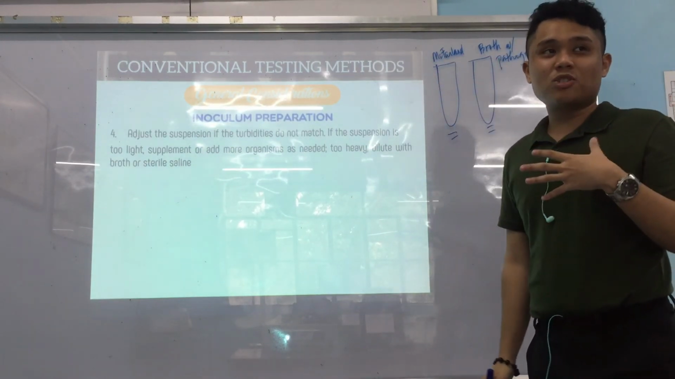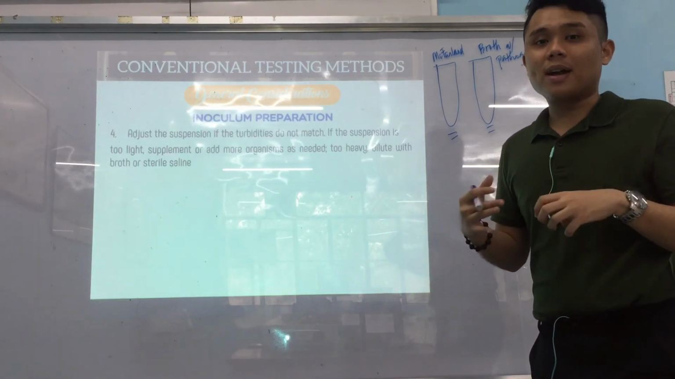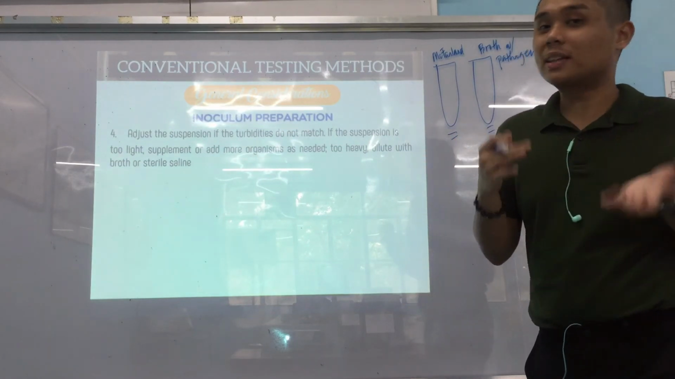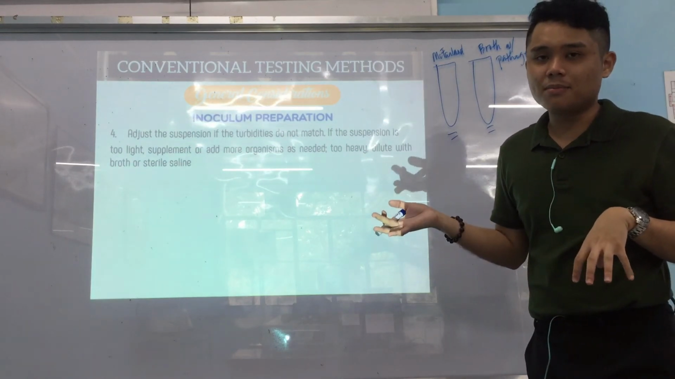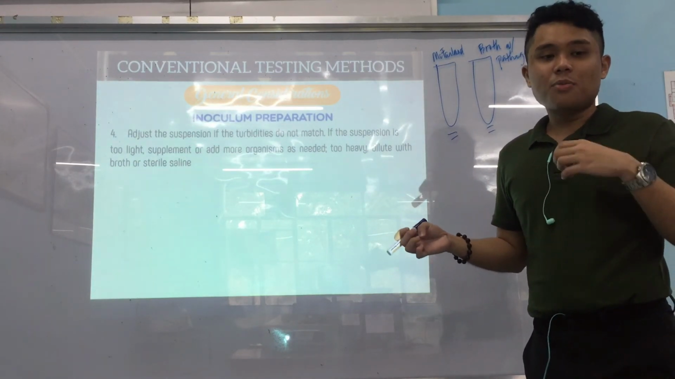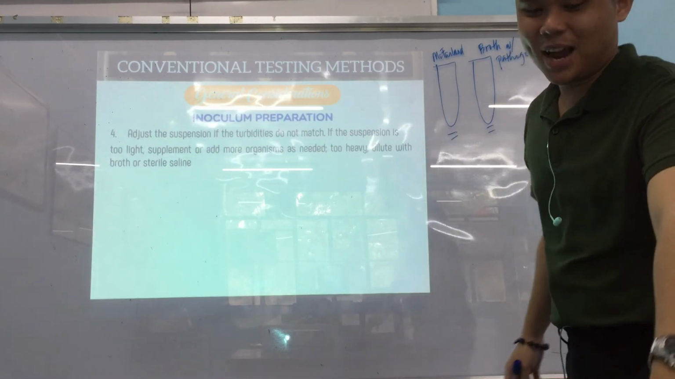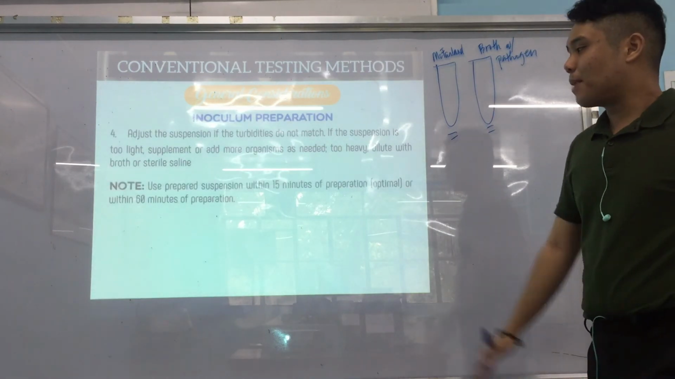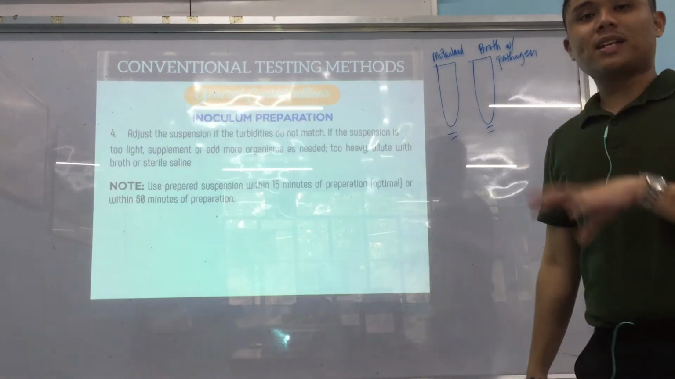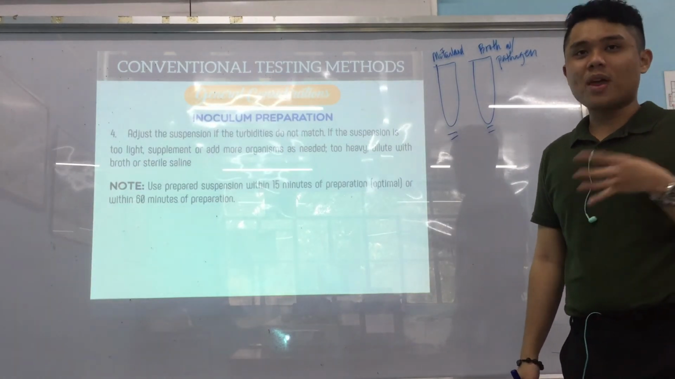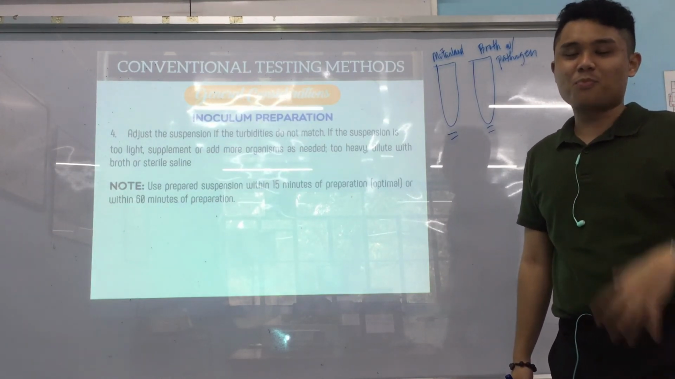Personally, I would try to compare using optical density or a spectrophotometer, because it's more accurate than your eyes. It's much more subjective using your eyes. But in the routine lab, if you don't have optical density machines to compare, then we usually just compare it with our eyes. And use the prepared suspension within 15 minutes of preparation, or within 60 minutes at most. If it's more than that, it may no longer work well because the bacteria may have died and will not perform well.